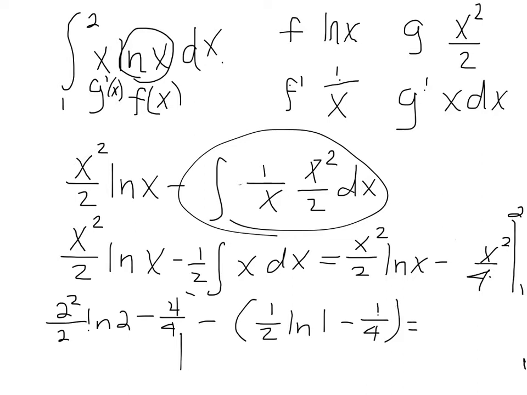Now let's just notice a couple of things. This is going to be 4 over 2 natural log of 2, so that just becomes 2 natural log of 2. Then we have minus 4 over 4, so minus 1. And then natural log of 1 is 0, so this whole term goes away. So we'll have minus a negative 1/4, or plus 1/4. So our final answer here is 2 natural log of 2 minus 3/4.